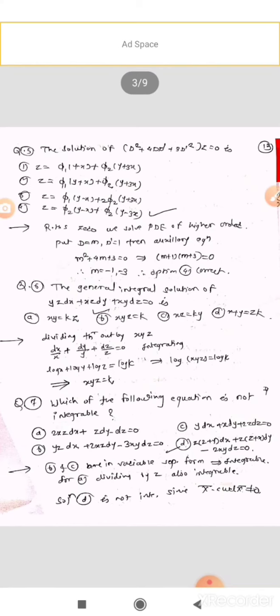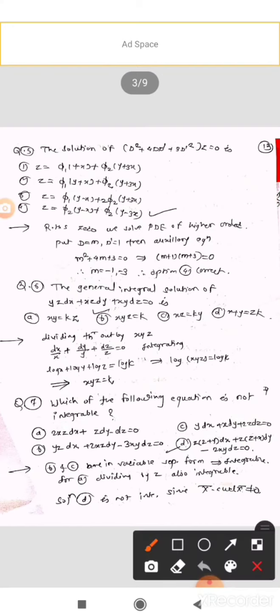It can be easily solved by solving the auxiliary equation, substituting D equals m and D dash equals 1. Then we obtain m square plus 4m plus 3 is equal to 0. After factorization, m plus 1 into m plus 3 is equal to 0. We obtain the solution m equals minus 1, minus 3. That is, it has two roots, minus 1 and minus 3.